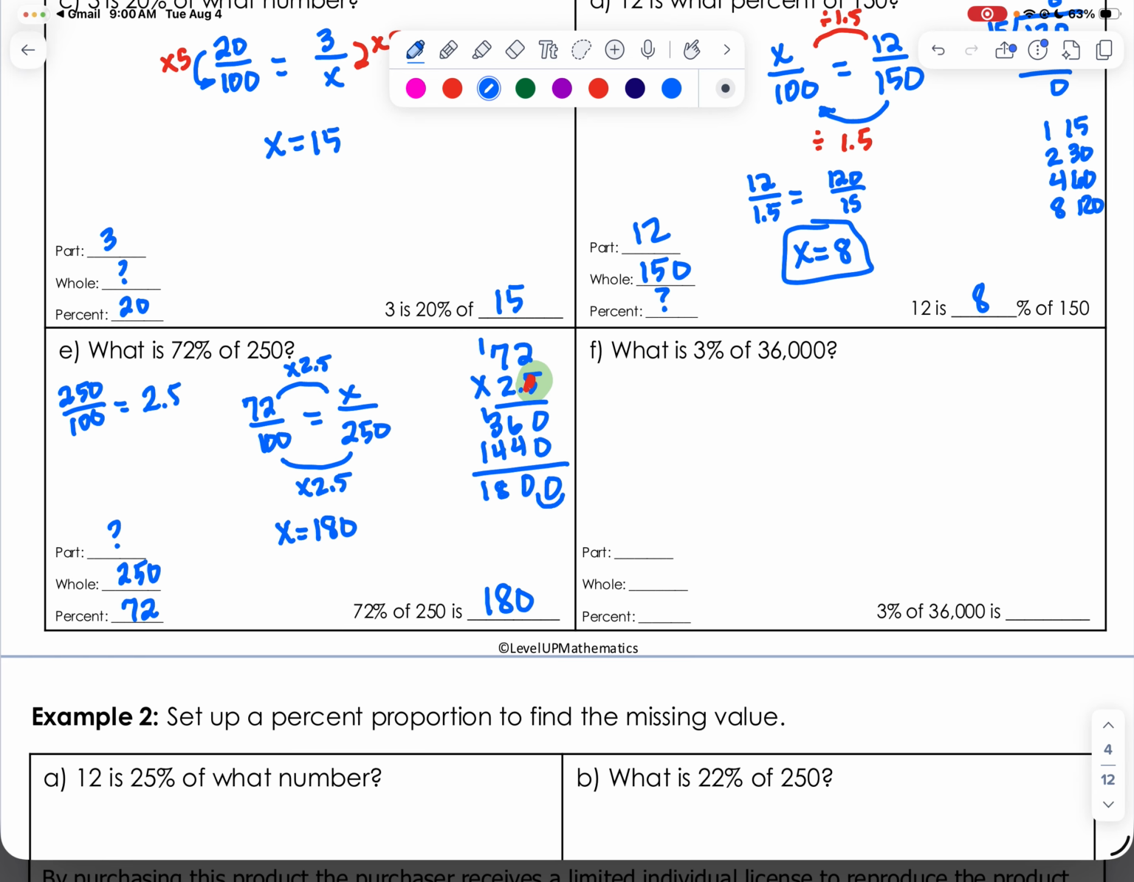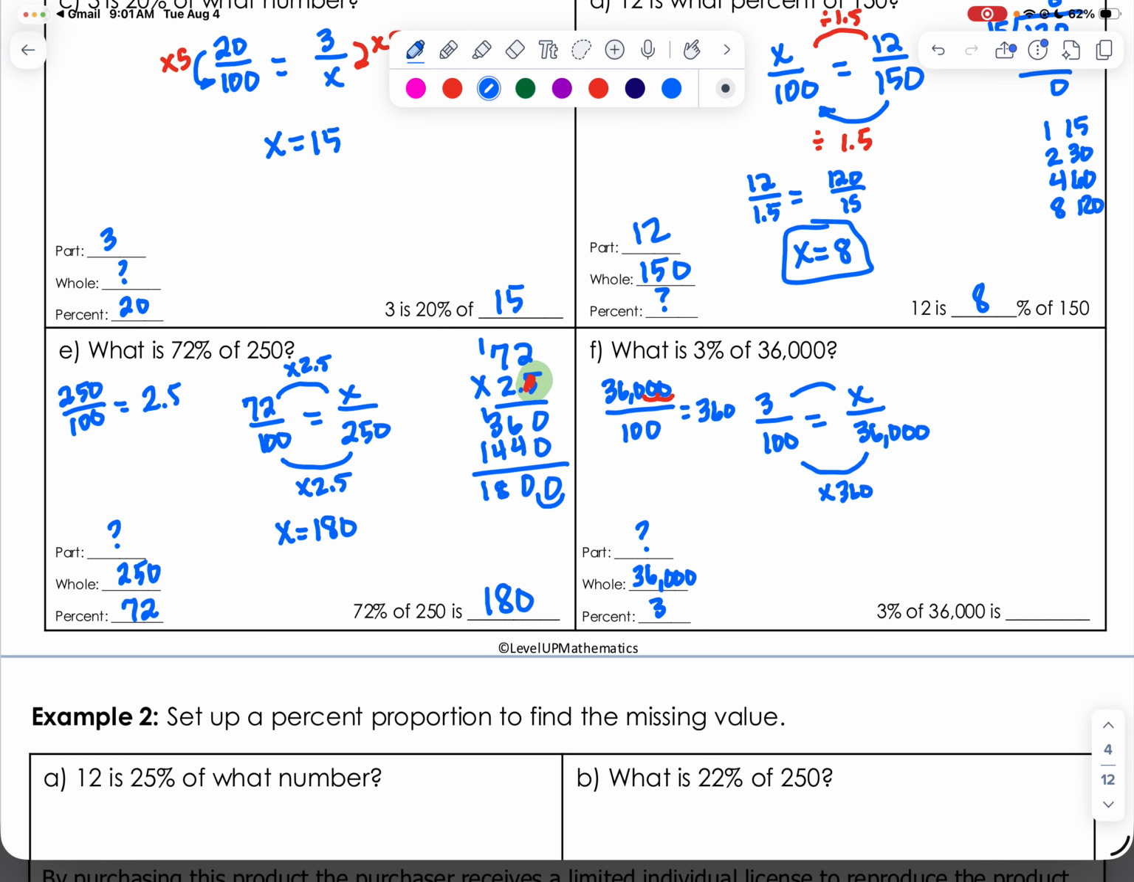F, what is 3% of 36,000? So I know my whole is 36,000. I know my percent is 3. I do not know the part. So 3 over 100 equals x over 36,000. So I need to know the scale factor. So 36,000 divide by 100. Remember, you just move your decimal in 2 places, 1, 2. That would be a scale factor of 360.